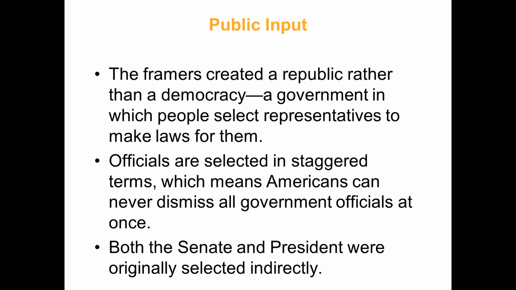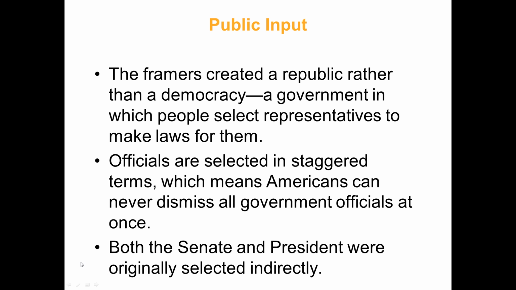The point being here, though, that in any given election, it's impossible to vote everyone out of office if we wanted to. So even if something happens in the population and there's a dramatic shift in public sentiment, they're not going to be able to completely remove everyone from office who doesn't share that view. So this again provides a buffer against popular influence.